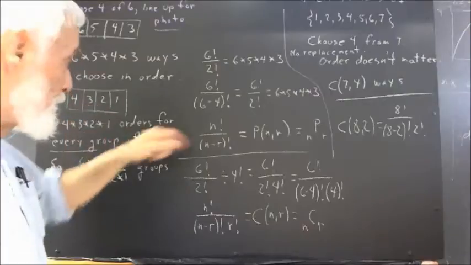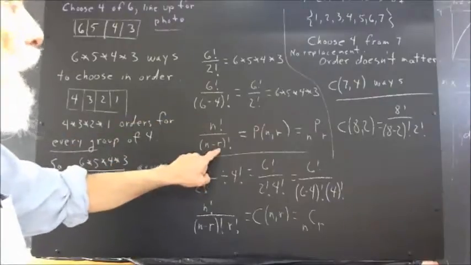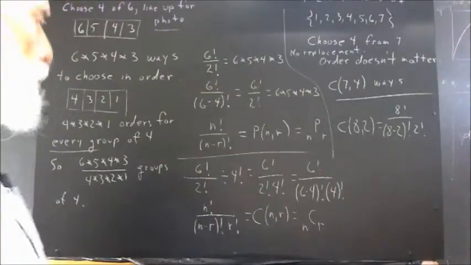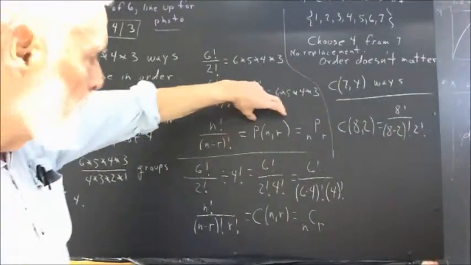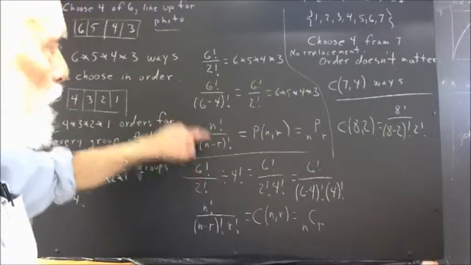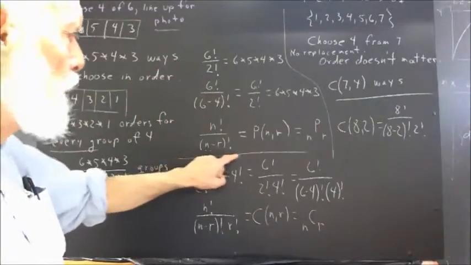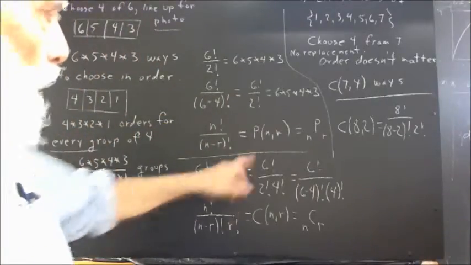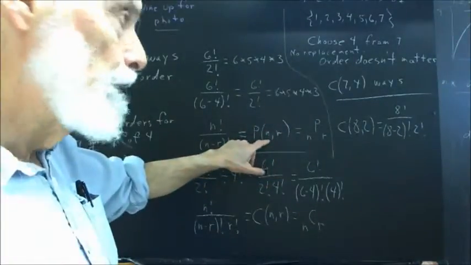In general, if we had a group of n people and we were choosing r of them to then be lined up for a photo, there would be P(n,r), which would stand for the number of ways, and it should be clear from the pattern we see here that we're going to be able to calculate this by taking n factorial, which corresponds to our 6 factorial, over (n minus r) factorial, corresponding to the (6 minus 4) factorial we have up here. Okay, that's what we call P(n,r), the number of permutations of r objects chosen out of n without replacement.